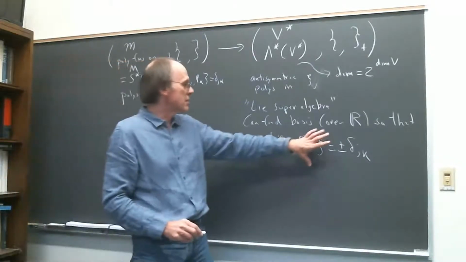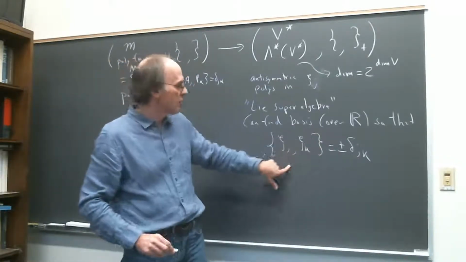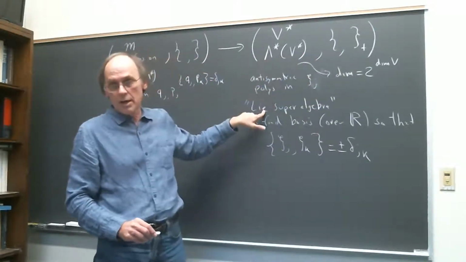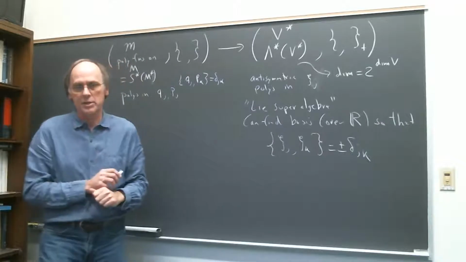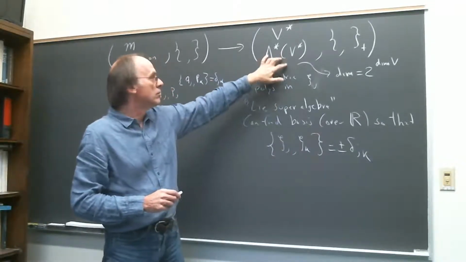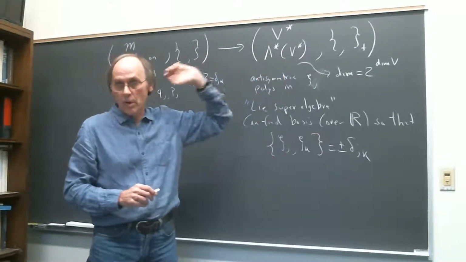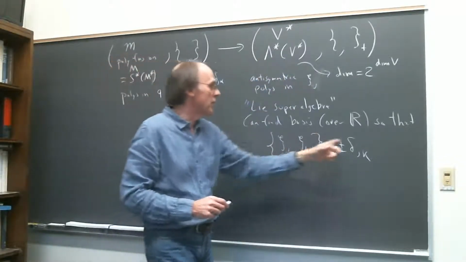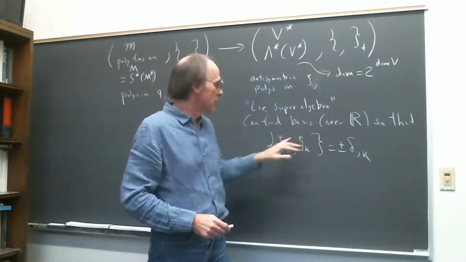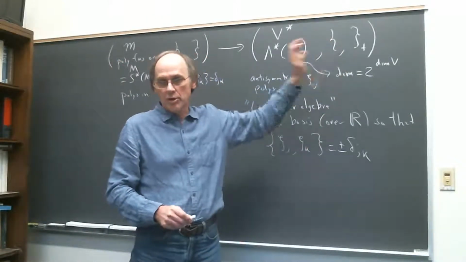Okay, but once you've chosen this, that determines this thing on all of these guys. Again, by the derivation property, you can extend this to all of these antisymmetric polynomials and figure out what they do. And you should see that this gives you a super Lie algebra structure on.